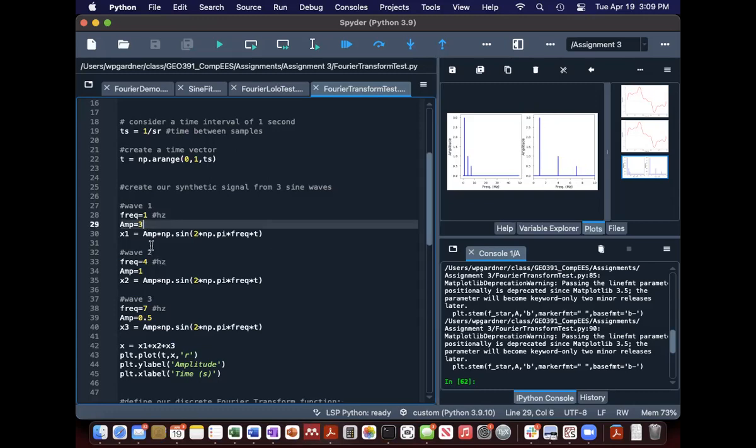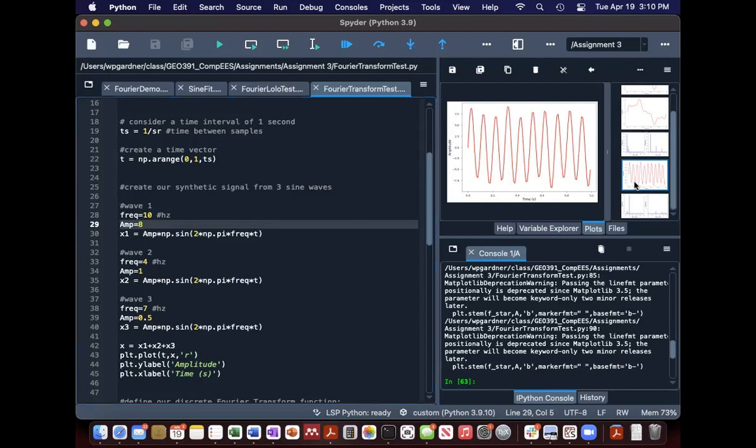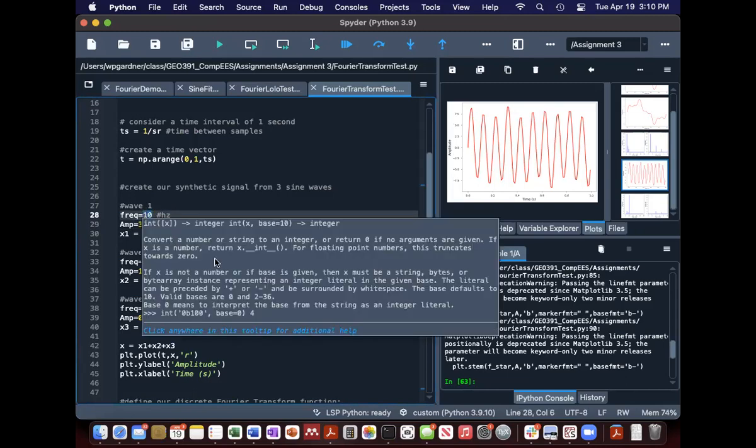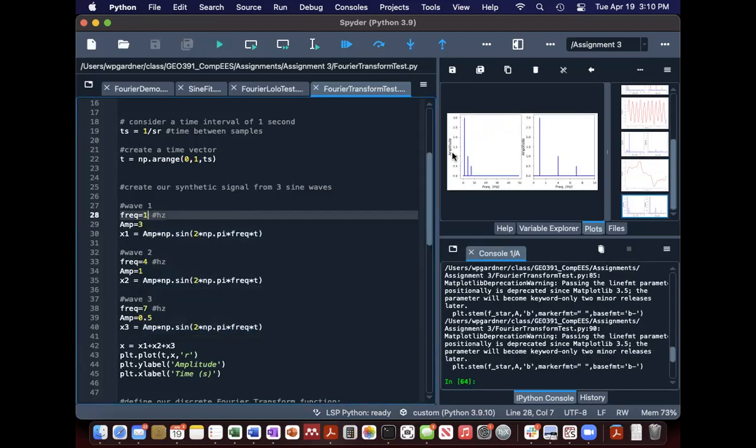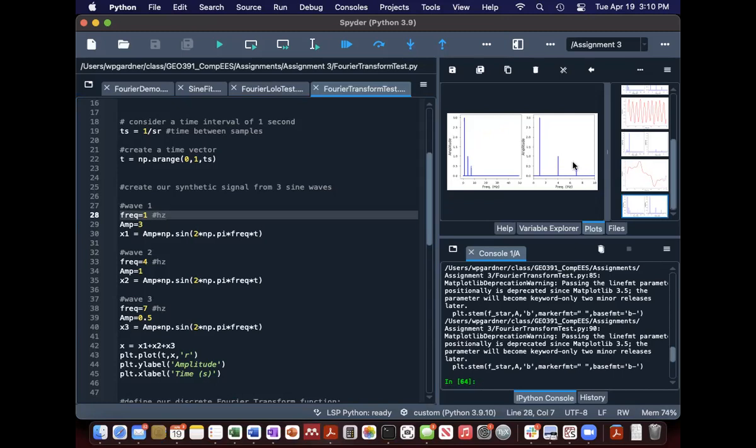So now I could play with these. I could say, well, what if I made this a frequency of 10 and an amplitude of, I don't know, 8. Run it and see what I get. Frequency 10, amplitude of 8. It's pulling out all the right frequencies again. What does my signal look like? So at any rate, you can play with those. You can create wacky new signals, and then you can pull out the frequencies and amplitudes.